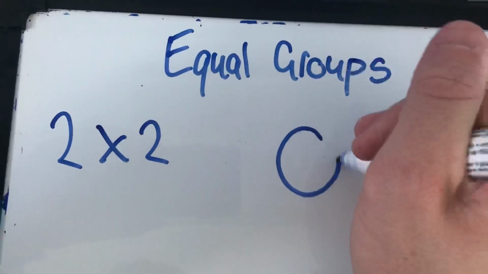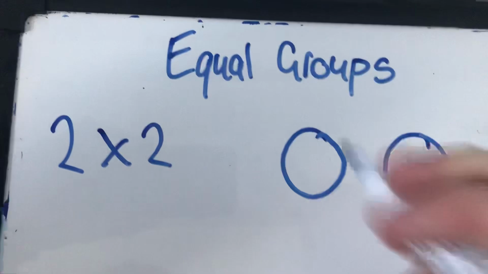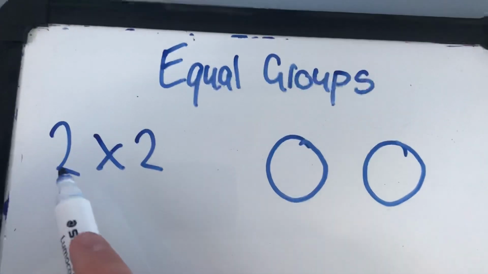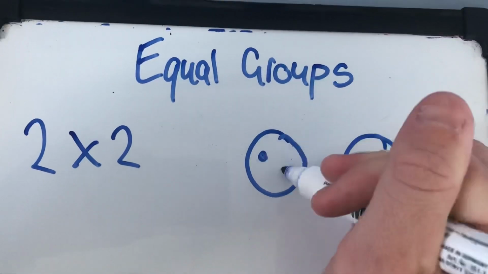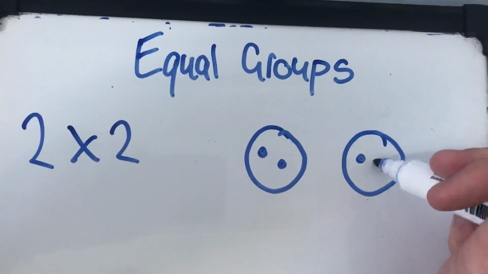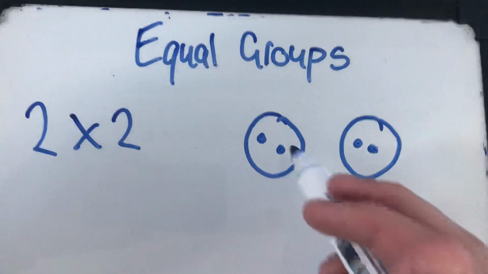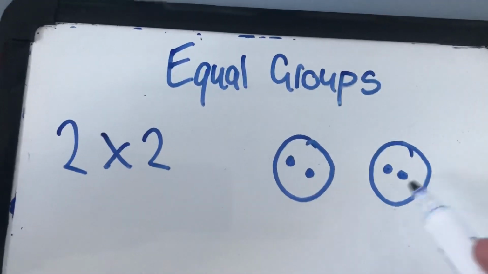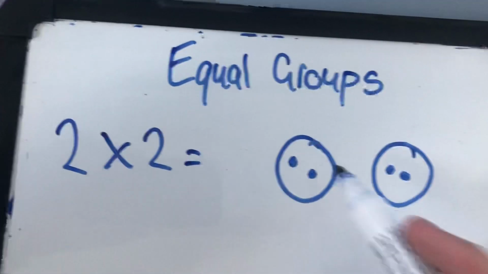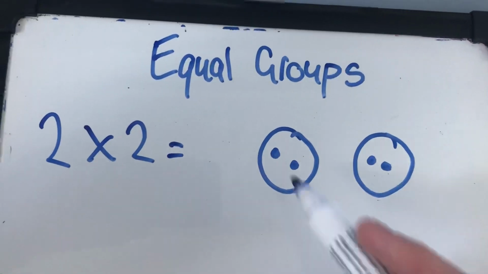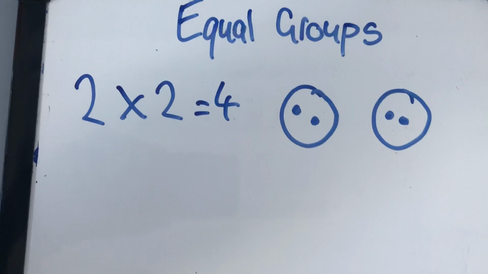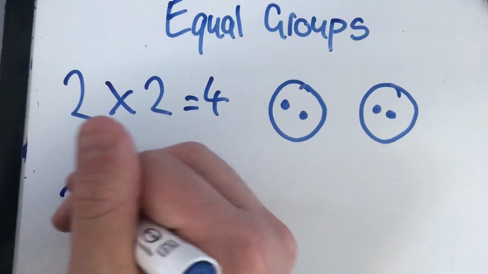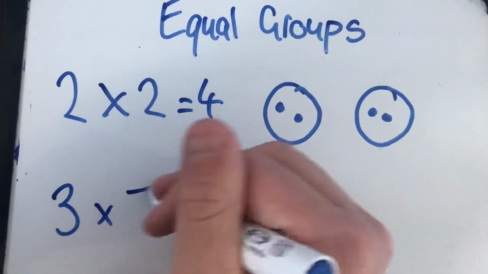So to do equal groups, we need to take the first number, which is 2 groups of. So if we have 2 groups, they're going to look a little bit like this. 1 group, 2 groups. And if we're having 2 groups of 2, we need to put 2 in each of these. Now we have our 2 equal groups of 2, and we know that we can just count up these dots in the middle to get 1, 2, 3, 4. And there we go.